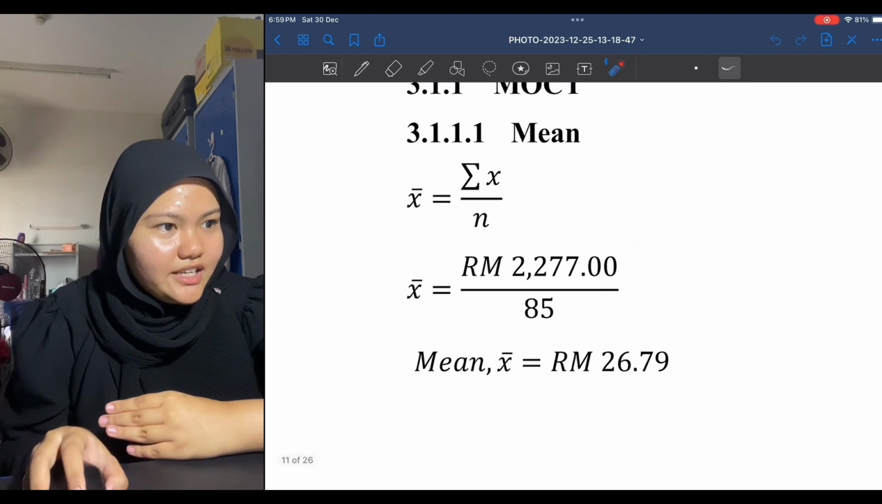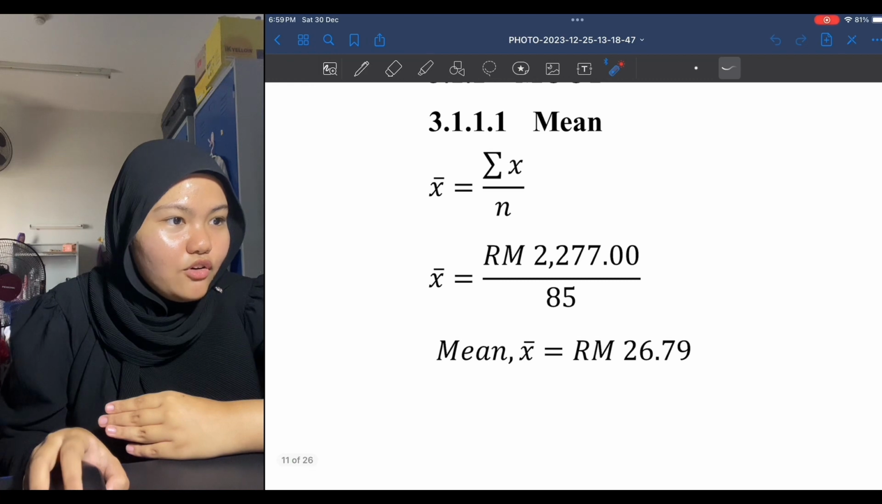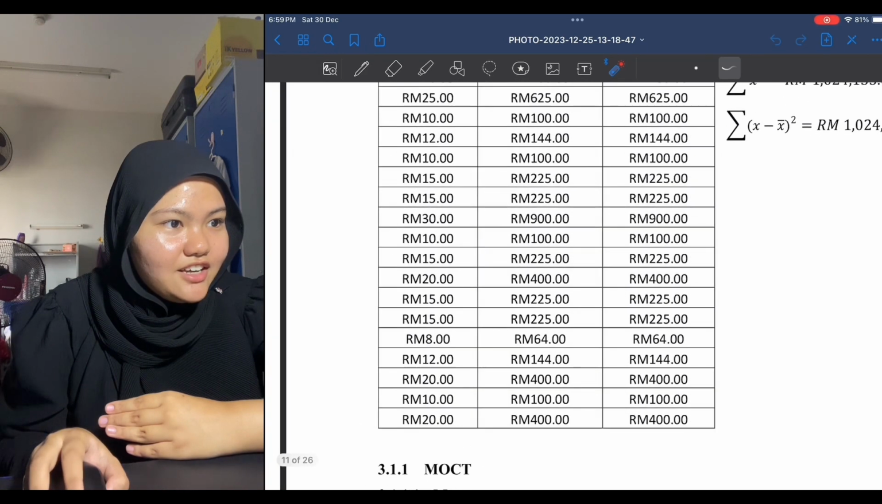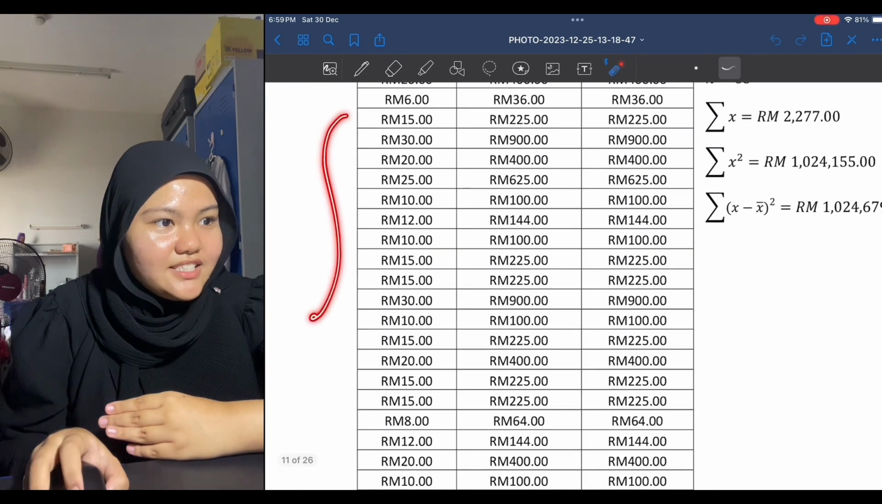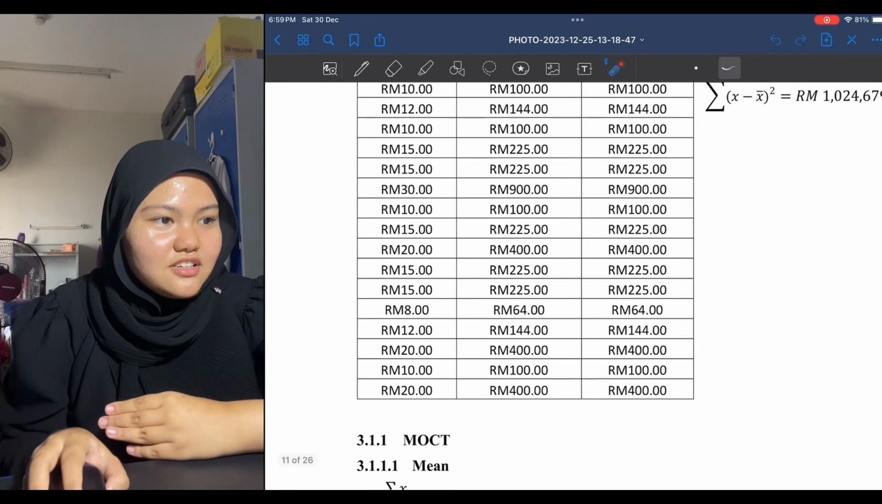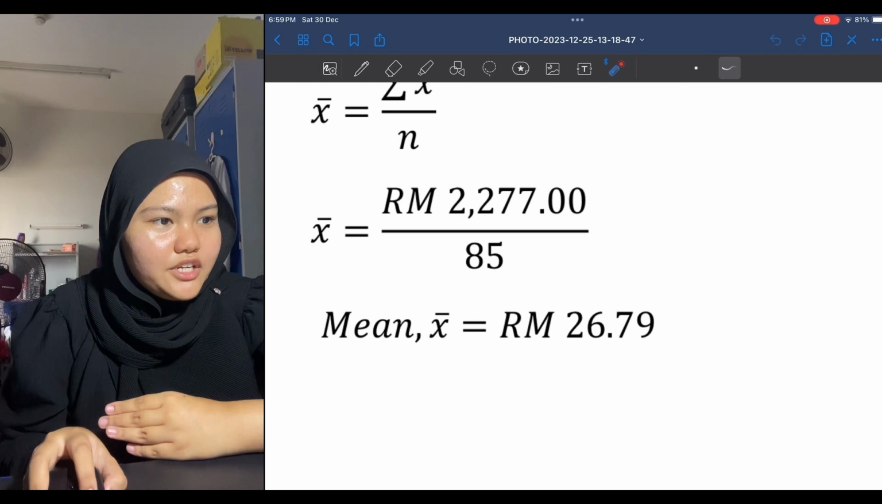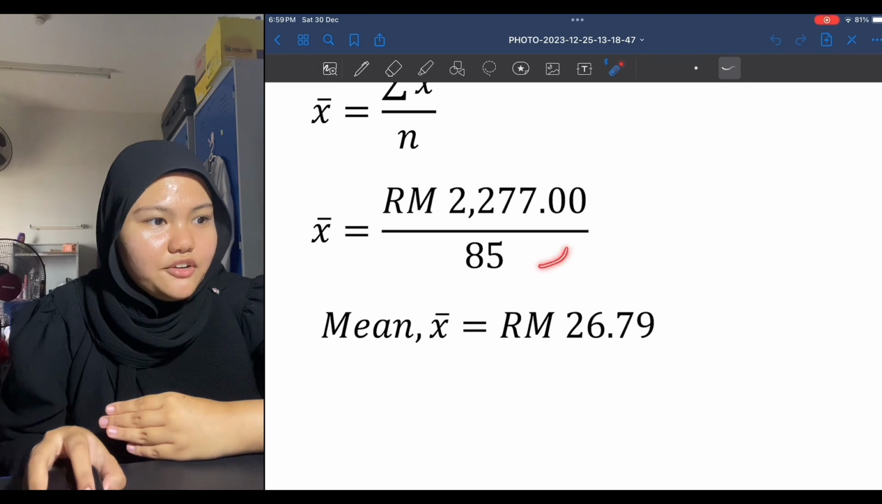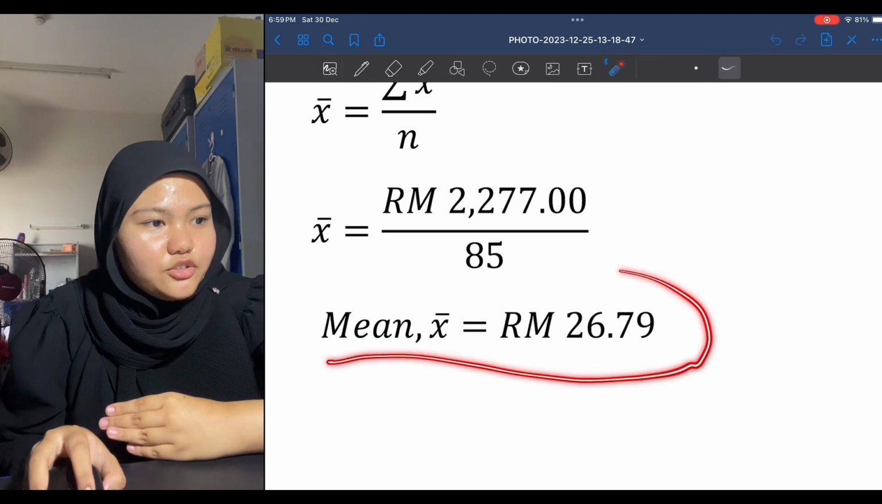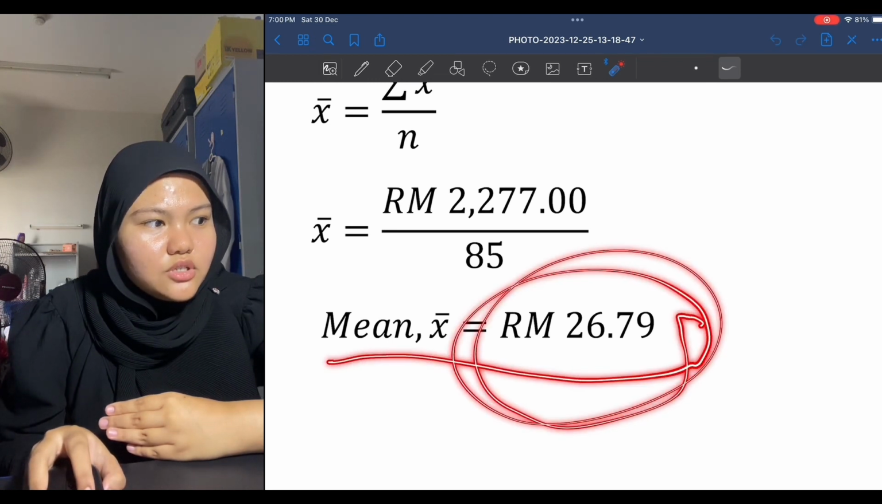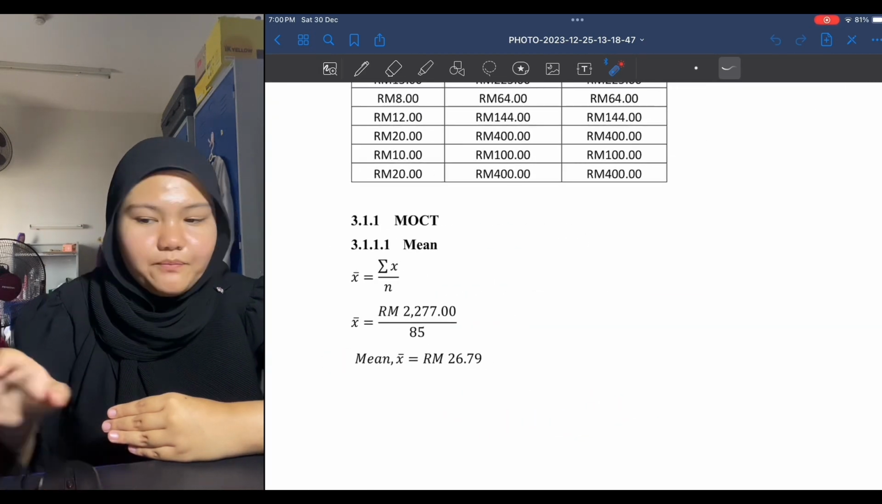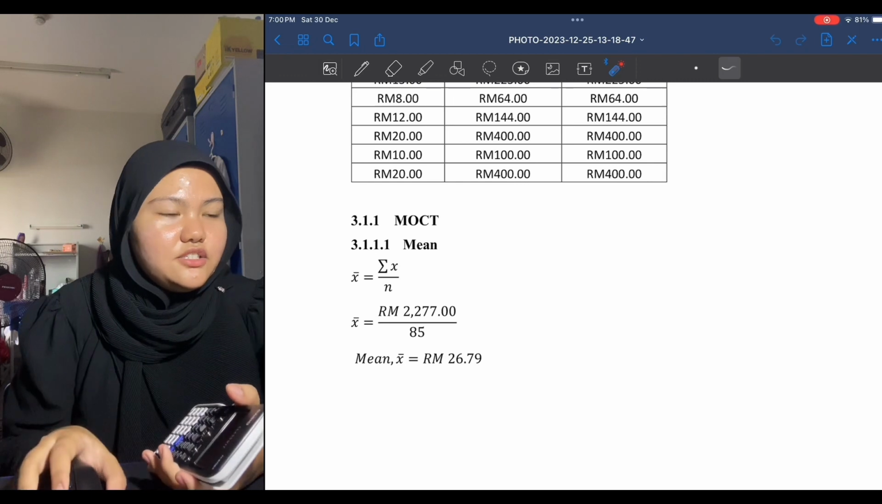How do I get this value? I summed up all of these 85 data in Excel, of course. Then I get the answer, 2,277 ringgit. And then to find the mean, I just have to divide it by 85. I got 26.79 ringgit. Just divide it.